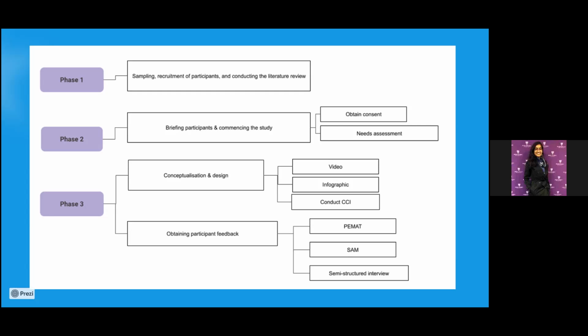Phase 3 was where I designed it and conducted the participant feedback. And PMAT and SAM are 2 quantitative sort of tests to understand whether some information or material was readable, understandable, and actionable. And the semi-structured interview focused entirely on obtaining qualitative data. So my research was combining quantitative and qualitative, but in this case, qualitative was center stage and quantitative complemented and supported the qualitative data.